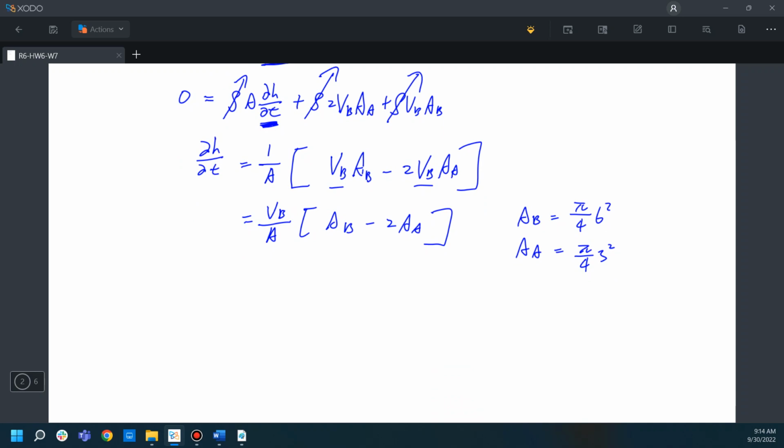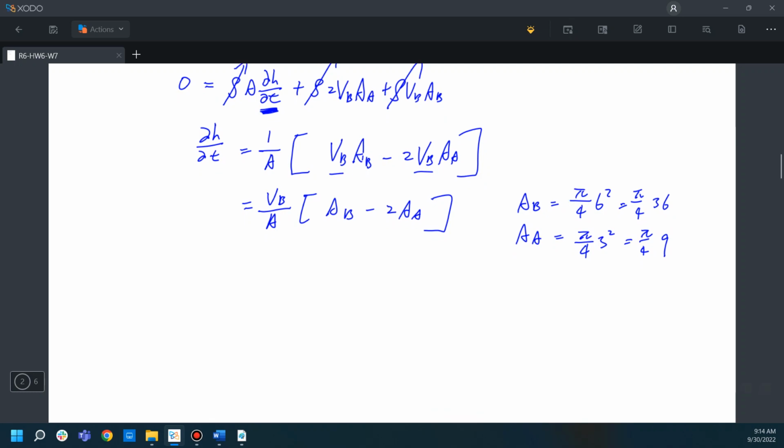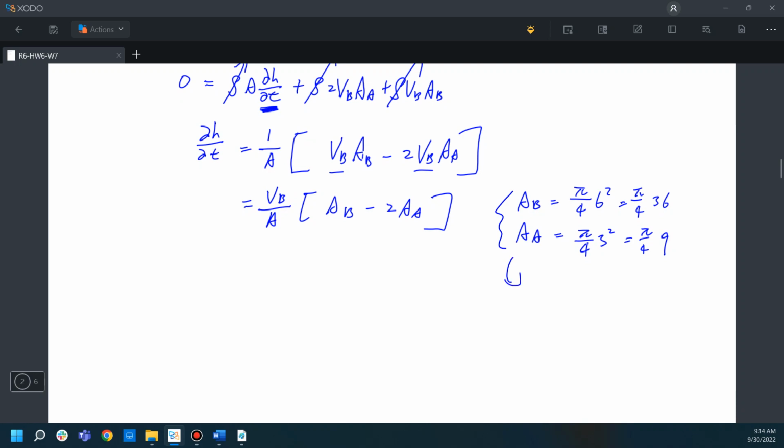So we know that this is 4.36. 4 pi is 9. Okay. So from this relationship here, we know that AA is equal to a quarter of AB, right? Because 9 times 4 is equal to 36.